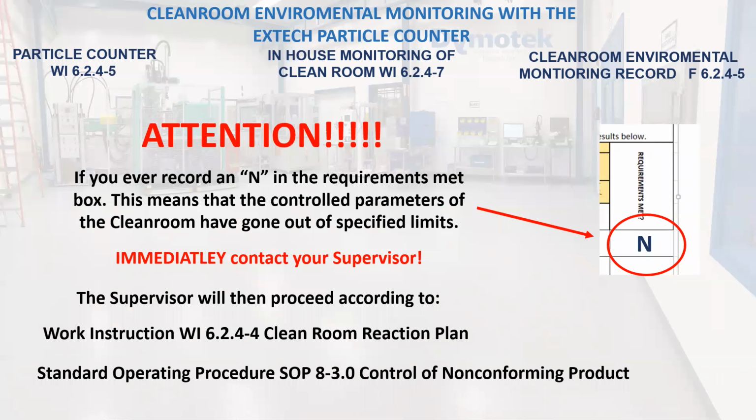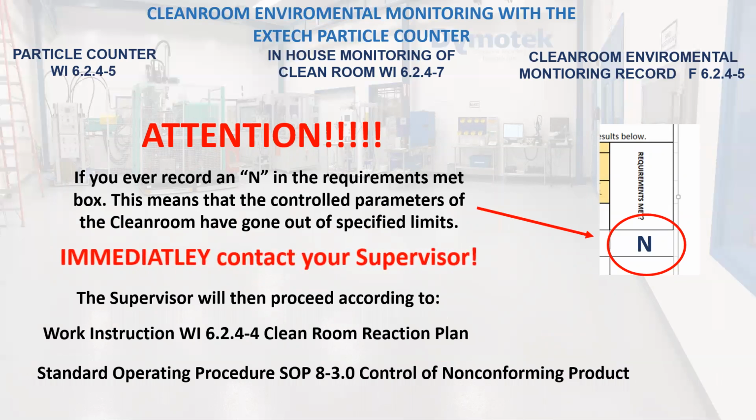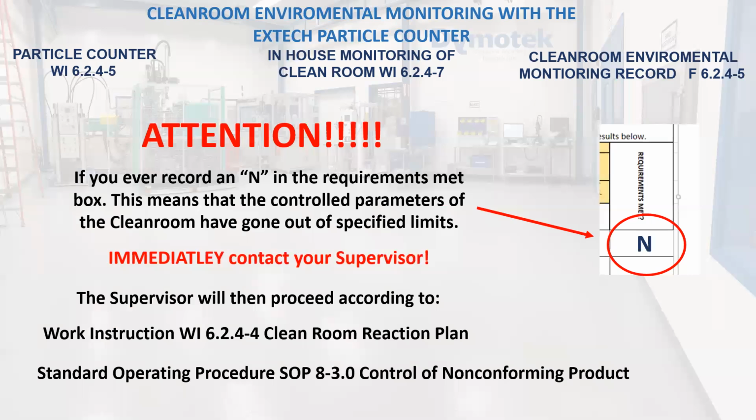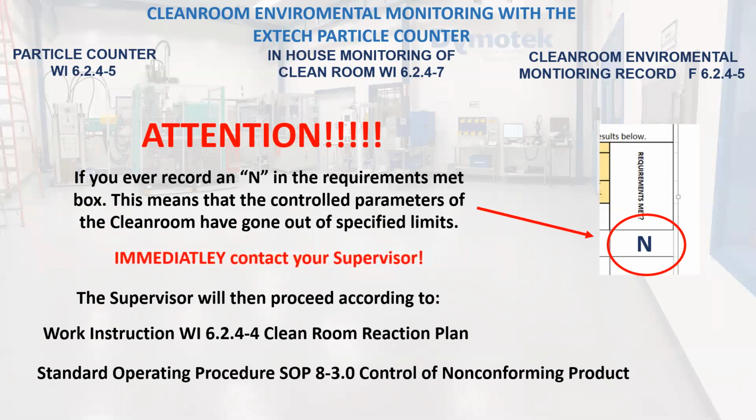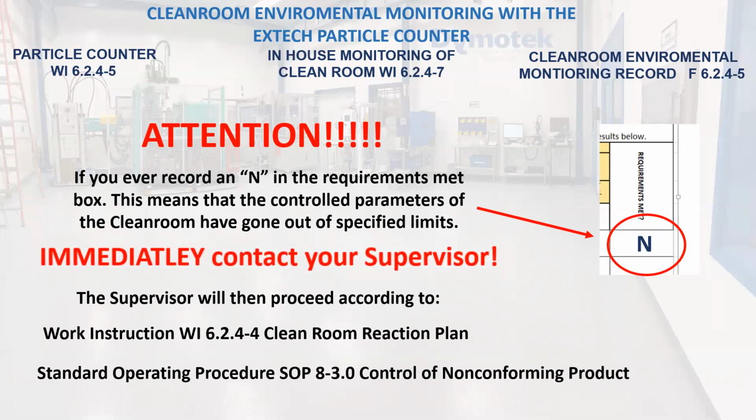Remember, if you ever record an N in the requirements met box, this means that the control parameters of the clean room have gone out of specified limits. Immediately contact your supervisor. The supervisor will then proceed according to Work Instruction 6.2.4-4 Clean Room Reaction Plan and the Standard Operating Procedure SOP 8-3.0 Control of Nonconforming Product.